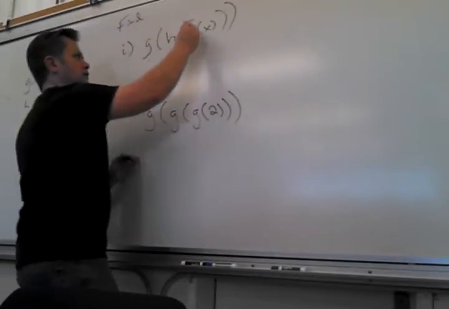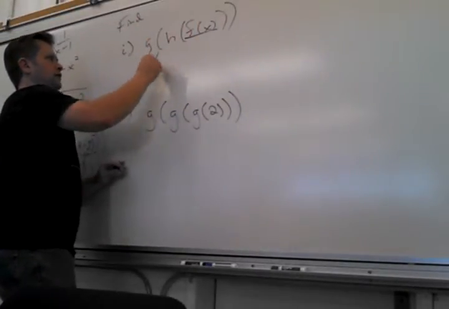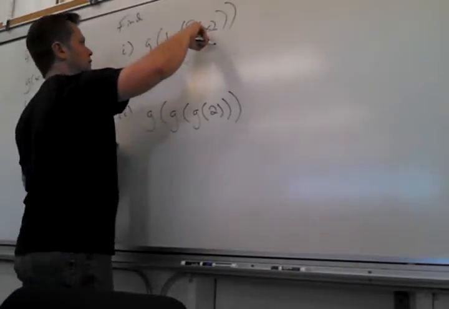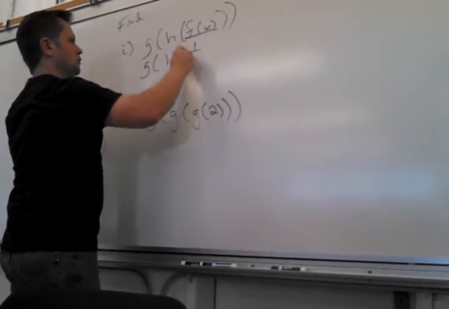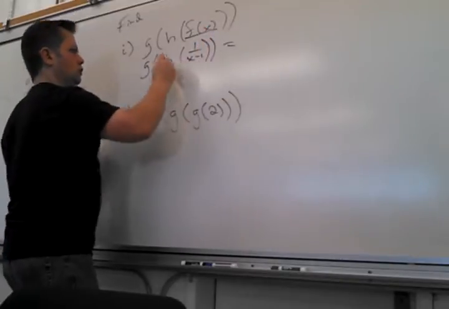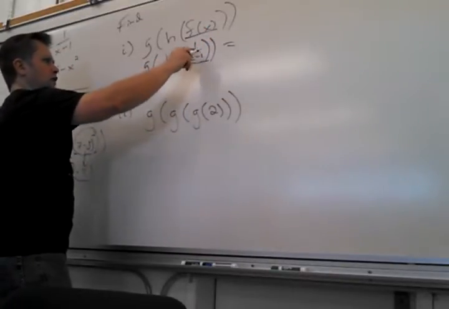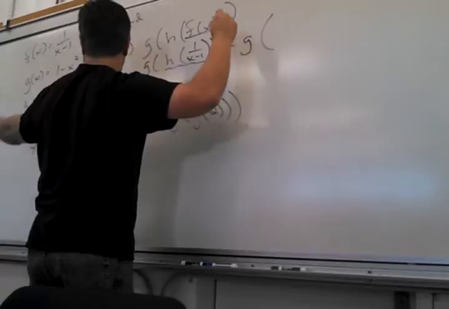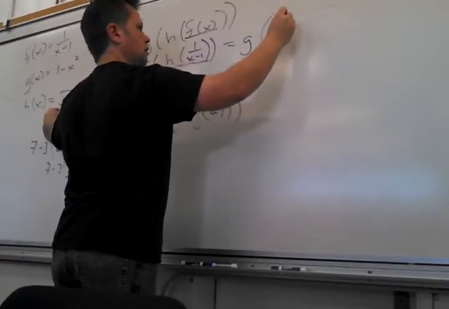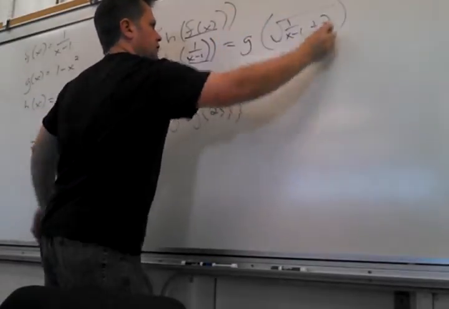So I'm going to start on the inside. Replace that with what it is. What is f of x? 1 over x plus 1. So still working from the inside out, what is h of this? Square root of 1 over x plus 1 plus 2. All right, let me stop there for a second. Is everybody there?